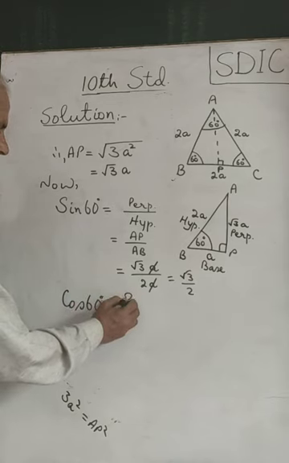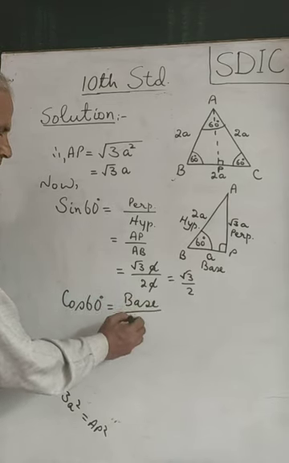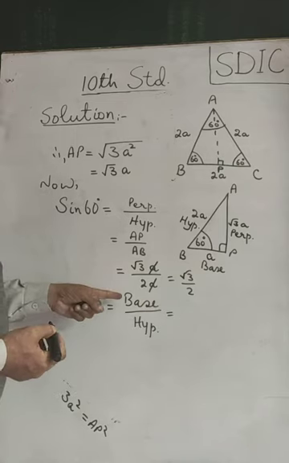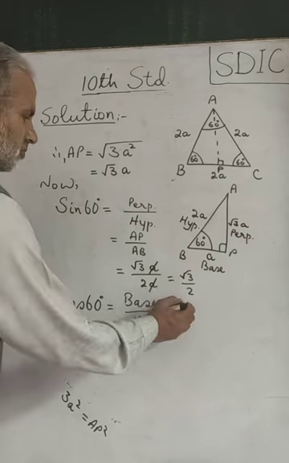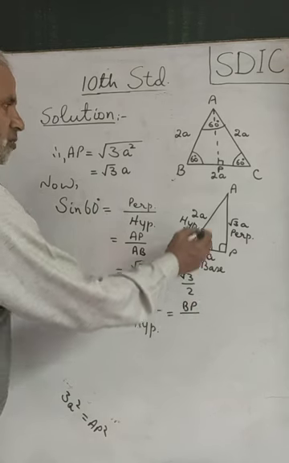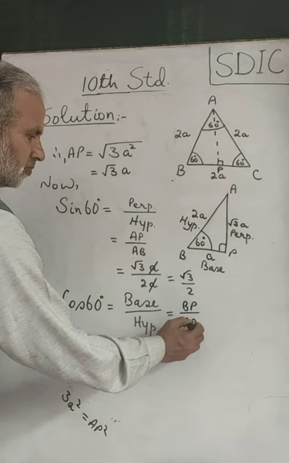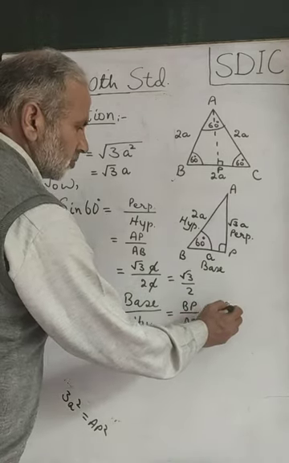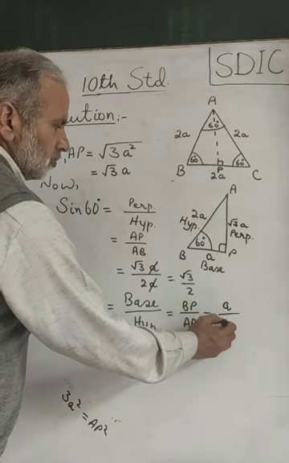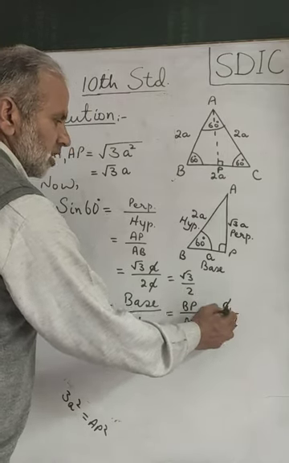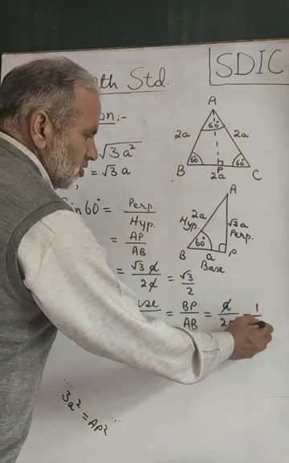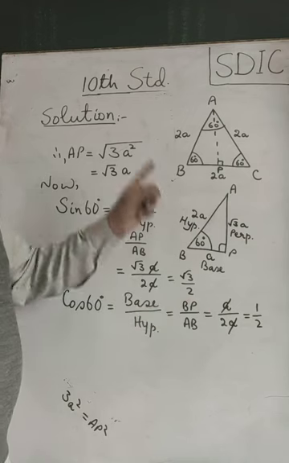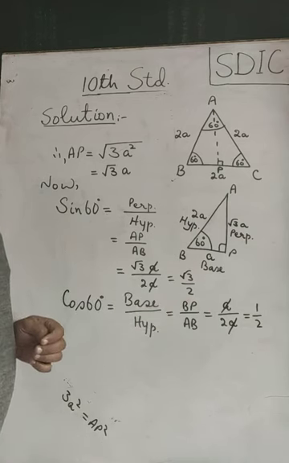Cos definition is base by hypotenuse. Now we have identified base, it is BP, divided by hypotenuse is AB. Use values, BP is A, AB is 2A, again A and A will cancel, therefore what is left? 1 by 2. It is this 1 by 2 that we get here on calculation that you have used in class 9 in that chapter.